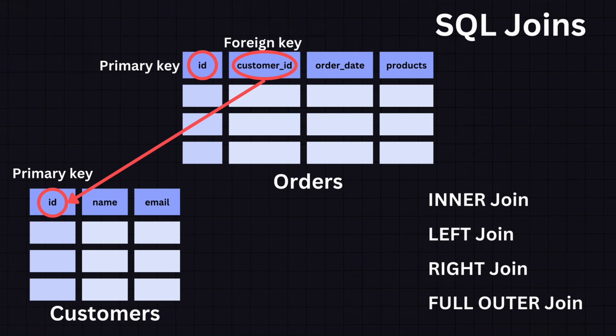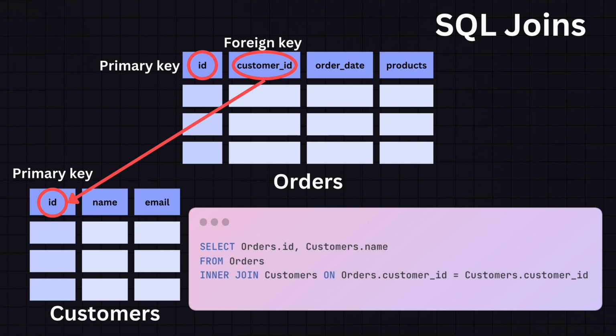For example, if we want to join the orders and customers tables, we can do this query where we select orders ID and customers names from the orders table, and we do inner join customers on orders customer ID equals the customers table's ID. And this type of join will return records with matching values in both tables.